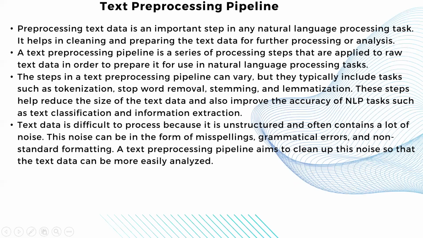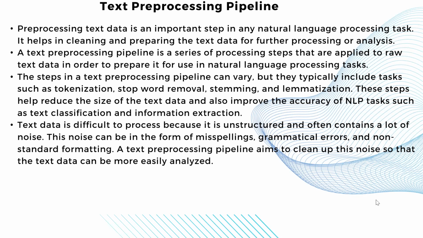And we have the text pre-processing pipeline. First of all, we will see what text pre-processing is. Pre-processing text data is an important step in any natural language processing task. It helps in cleaning and preparing the text data for further processing or analysis. A text pre-processing pipeline is a series of processing steps that are applied to raw text data in order to prepare it for use in natural language processing tasks.